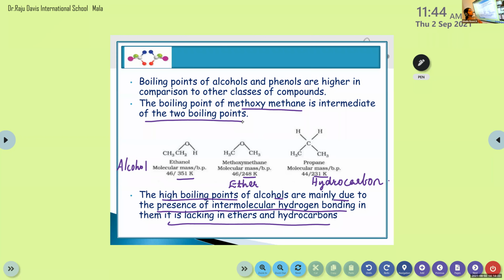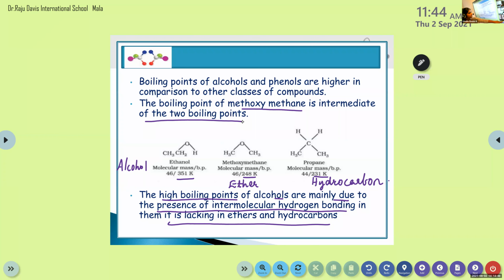So mainly you have to learn three points. First, if the number of carbon atoms increases, boiling point increases. If branching increases, boiling point decreases. Then, compared to other classes of compounds, alcohols and phenols have higher boiling points. It is due to the presence of intermolecular hydrogen bonding. Clear?